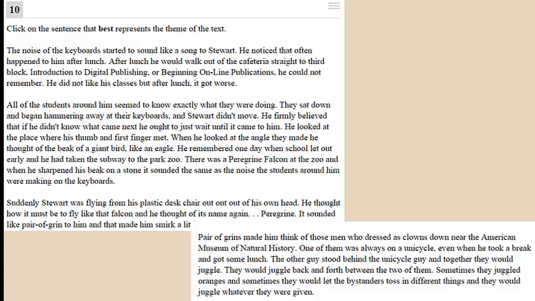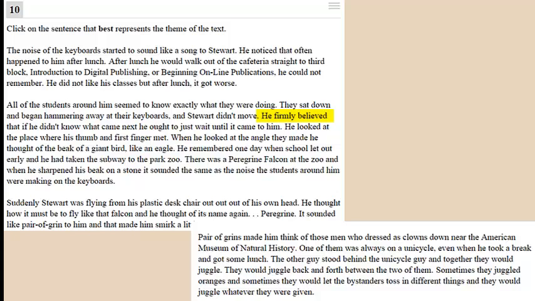Students will need to know how to find a text's theme in number 10. I recommend teaching students this formula for finding theme. Character plus conflict plus the character's response to the conflict. That response will likely teach us the moral of the story. The correct answer here is in the second paragraph.